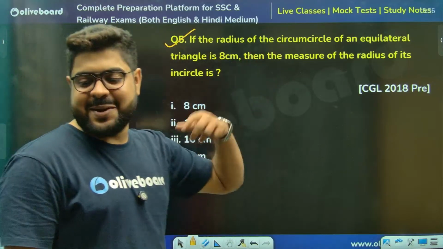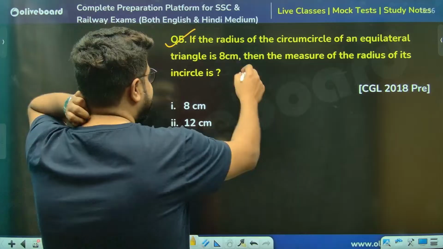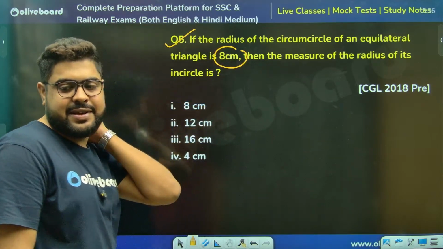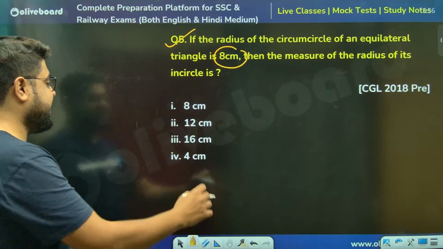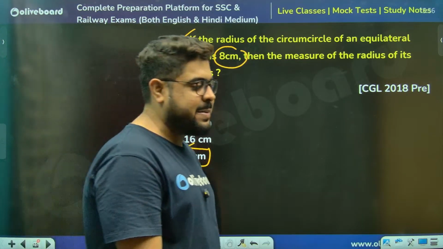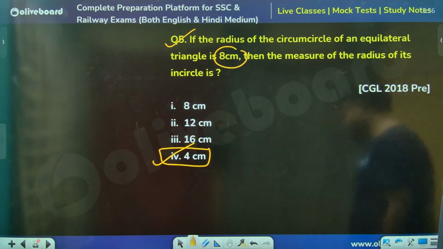The radius of the circumcircle of an equilateral triangle is 8. Measure the radius of the incircle. If you know the concept, you will say the answer right away. You don't need pen or paper. Yes, Arvind, Naveen, you are correct.